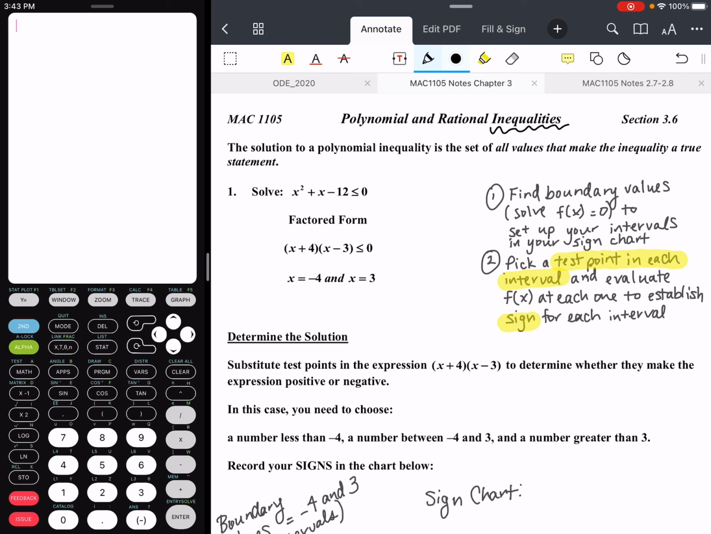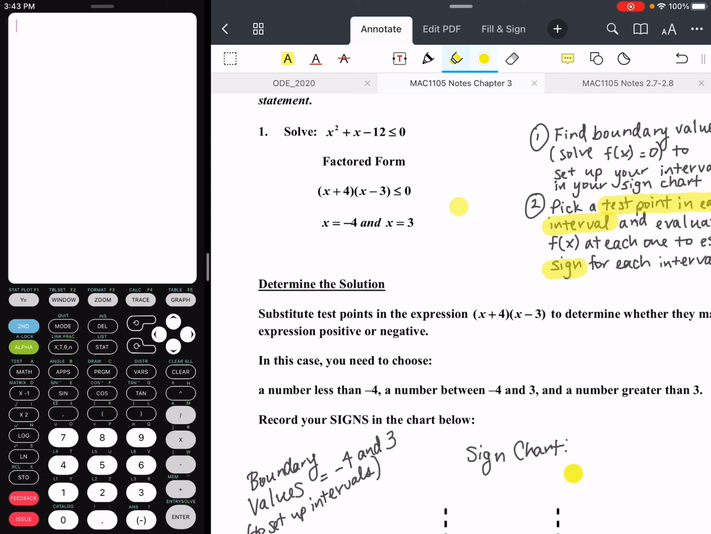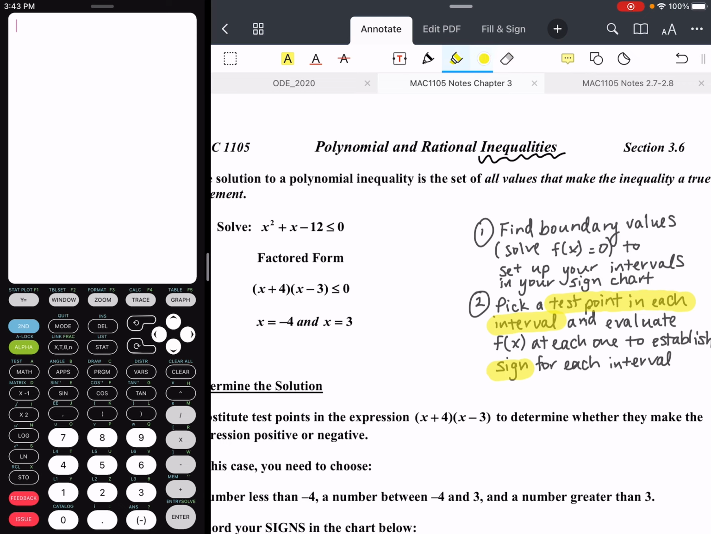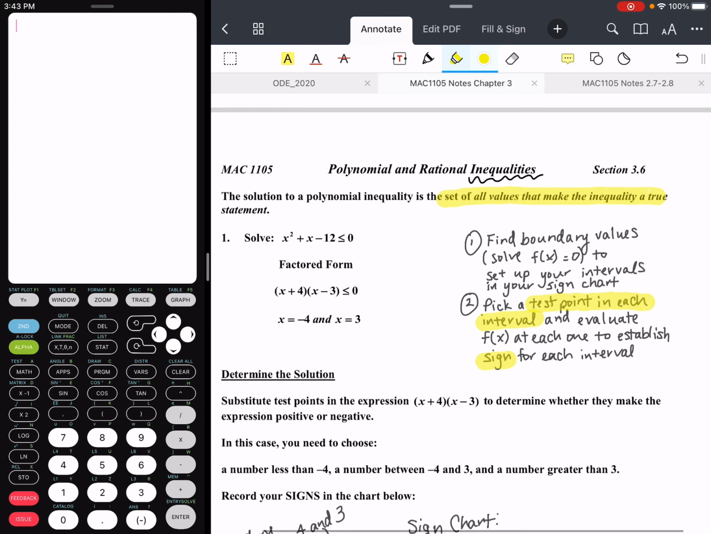And one important difference between solving an inequality versus solving an equation is that if we solve an equation, we can get maybe one x value like x equals 5, or multiple like x equals 2, x equals 5. The solution to a polynomial inequality will be the set of all values that make the inequality a true statement. So it's going to be an interval of solutions. So instead of x equals 2, we could get the solution interval from 2 to 5. So any value in that range could be a solution.